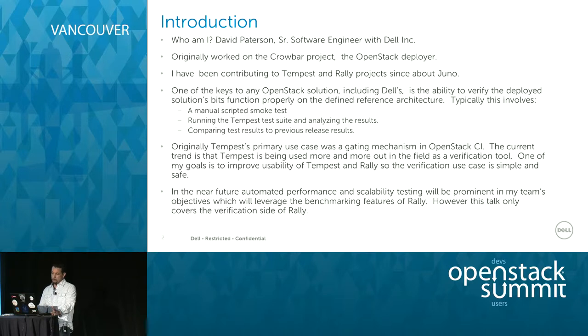So you have a reference architecture, you deploy OpenStack to it and run Tempest against it and see what passes and what fails. One of my goals has been to improve the usability of Tempest and Rally so the verification use case is simple and safe to your cloud. In the near future, automated performance and scalability testing will be more prominent in my team's objectives, which will leverage the benchmarking features in Rally. However, this talk is just about the verification side of Rally.